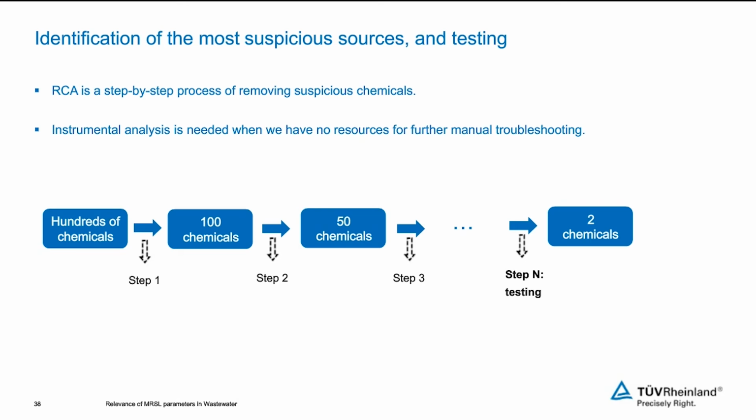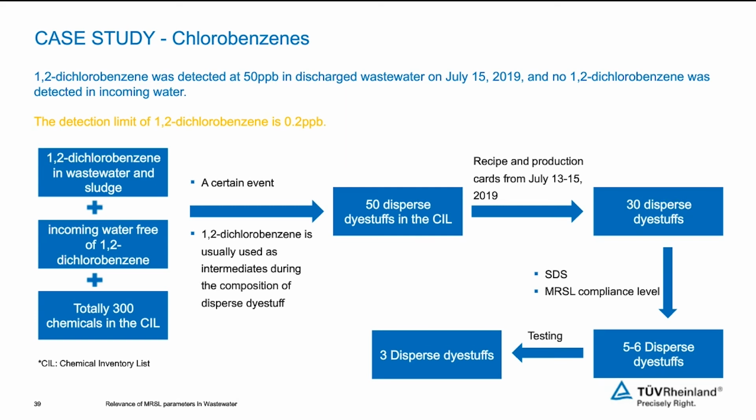Here is the root cause analysis case we conducted for one factory last year. Dichlorobenzene was detected in the wastewater at 50 ppb in the factory's testing report, and the incoming water is free of this substance. 300 chemicals in total were used in the factory. After an interview with the factory's responsible person, we found that dichlorobenzene was always detected in wastewater in past years, so it is a certain event. As known, dichlorobenzene is usually used as an intermediate during the synthesis of disperse dyestuff. So the 50 disperse dyestuffs in the chemical inventory are most suspicious.